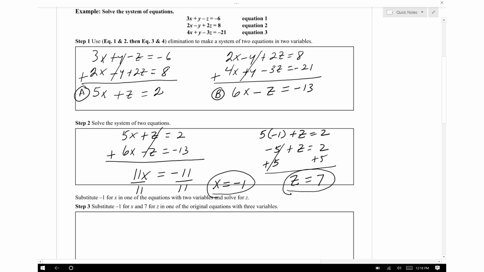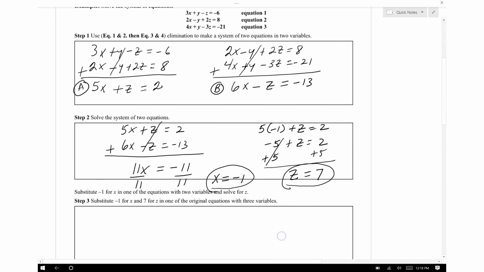So now we'll use one of the original equations to find the missing variable. In this case, we have x and we have z and we're missing y. So we're going to use one of the equations. I'm going to use equation 1. So you have 3 times negative 1 plus y minus 7, since 7 is going to be substituted for z, equals negative 6. So 3 times negative 1 is negative 3 plus y minus 7 is equal to negative 6.